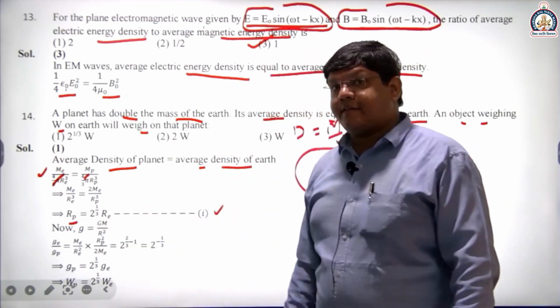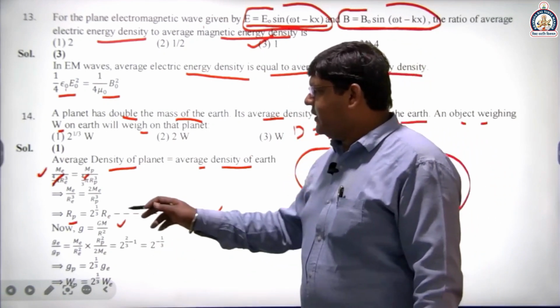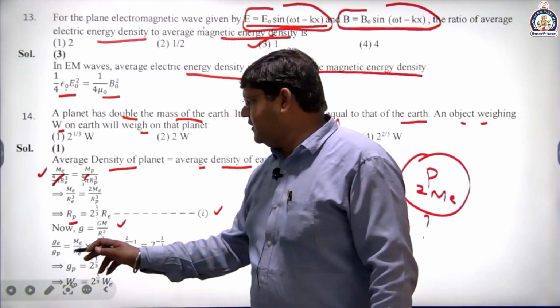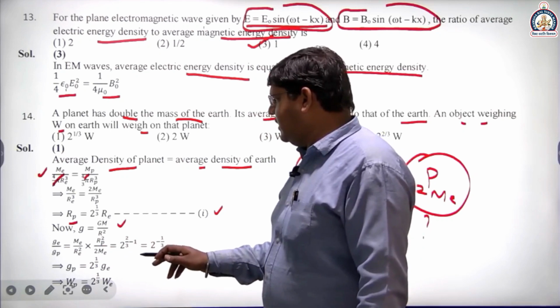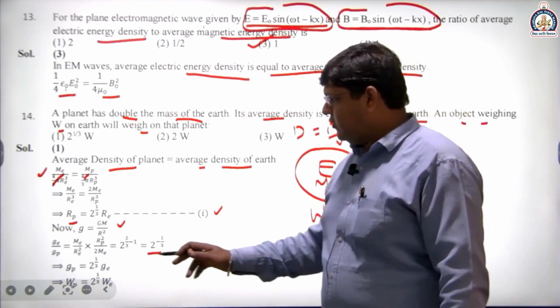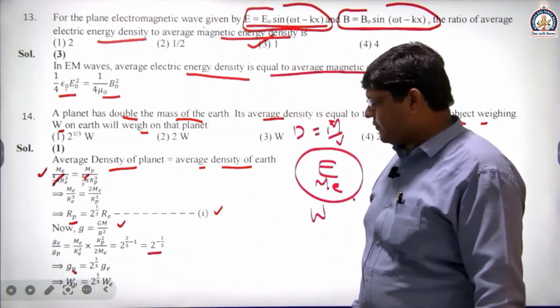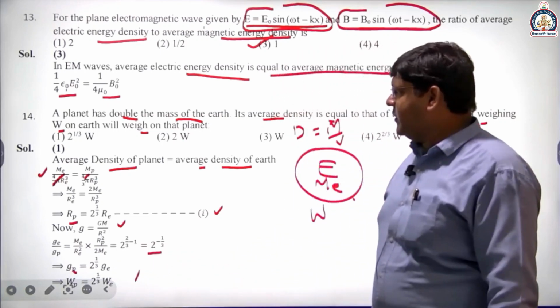Now the formula for acceleration due to gravity is g is equal to GM upon capital R square. So we can equate the values of g for Earth and planet. We put the values and we get the ratio of Ge upon Gp, which is 2 raised to power minus 1 by 3. Okay, so we can write Gp is equal to 2 raised to power 1 by 3 Ge, and Wp must be equal to 2 raised to power 1 by 3 We.